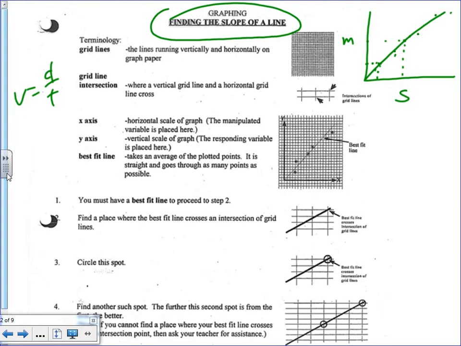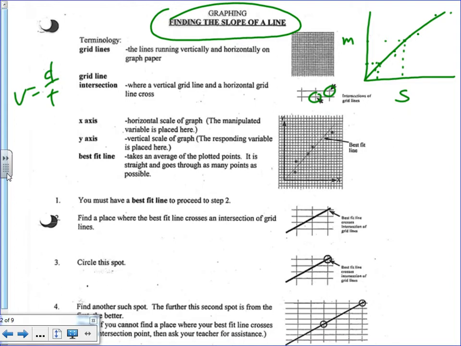Okay, little terminology here. Grid lines are the lines on your graph that make up the grid. That's pretty straightforward. Grid line intersections are spots where the grid lines cross each other, like this one and that one. Everyone good with that? Again, this is not something you're going to use much because Google Sheets will actually do this for you.